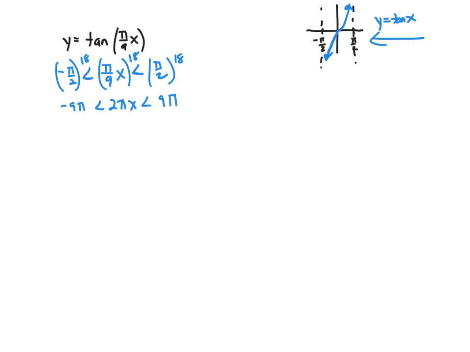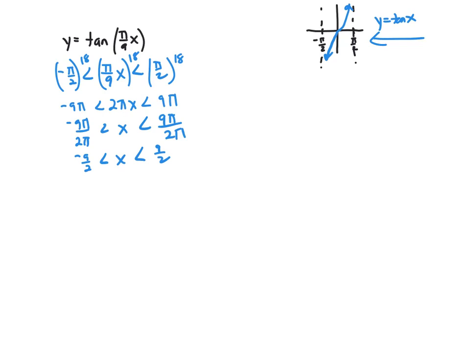And now divide everything by 2 pi. And that's going to give me negative 9 pi over 2 pi less than x less than 9 pi over 2 pi. And those pi's cancel and you're left with negative 9 halves is less than x is less than 9 halves.